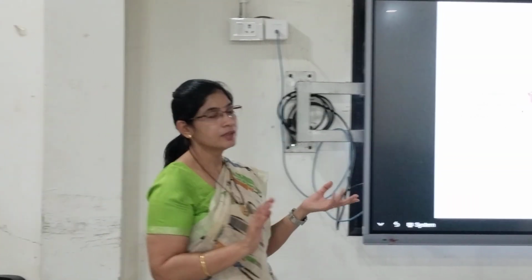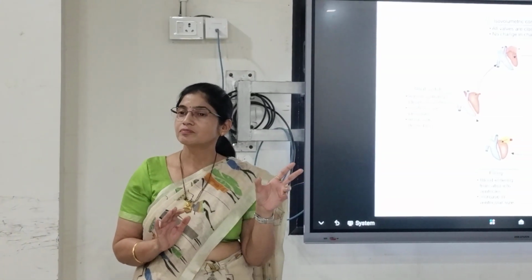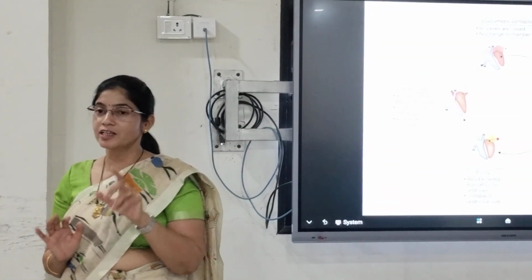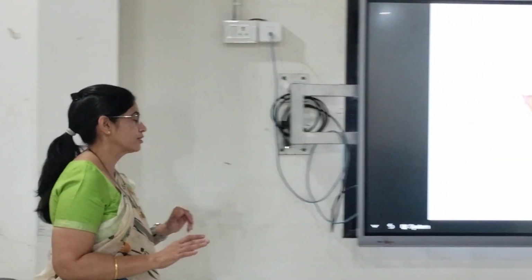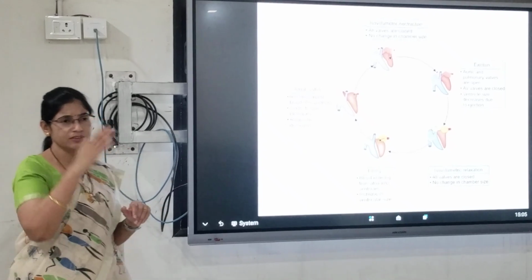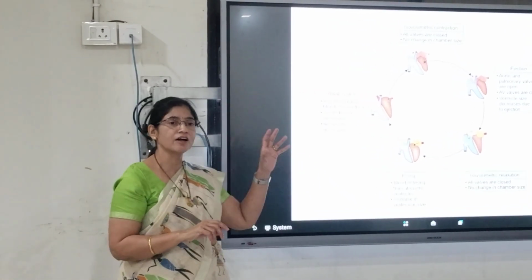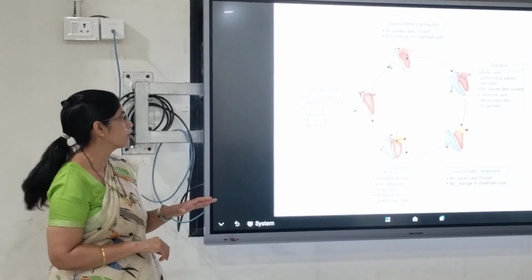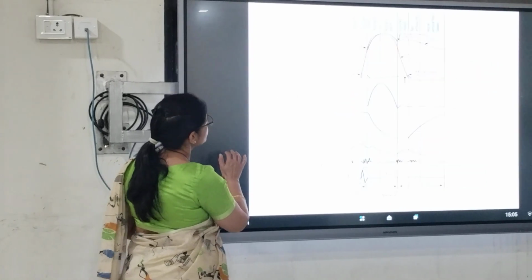0.1 second. And the atrial diastole? 0.6 seconds. Yes. Considering the ventricular events, the ventricular systole is 0.3 seconds and the ventricular diastole is 0.5 seconds. Again, there are different things. Each phase has a different duration, but we will not go into much detail.